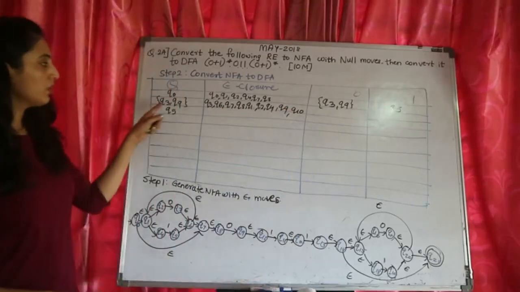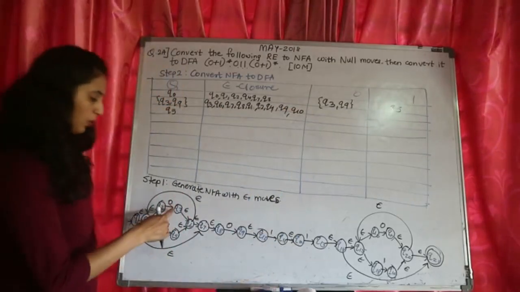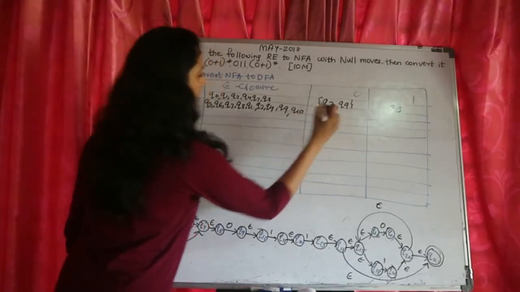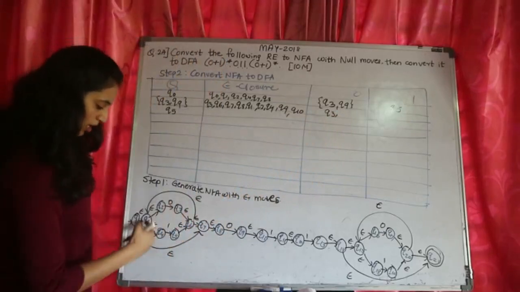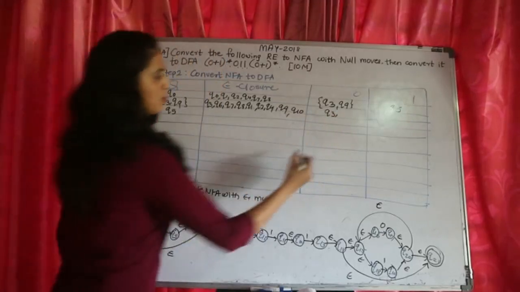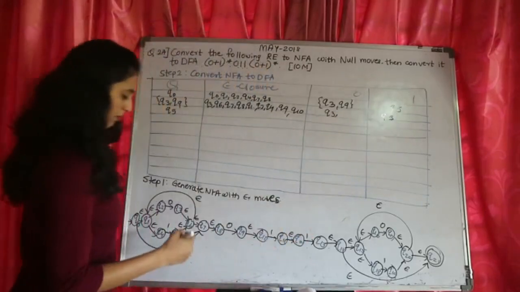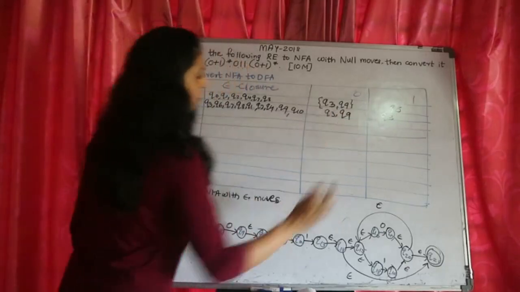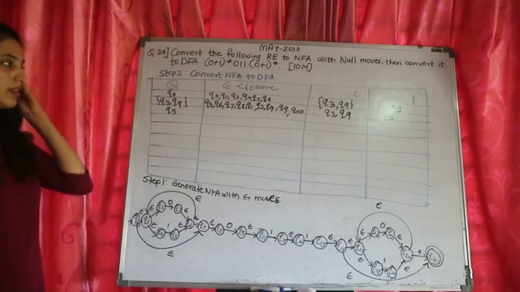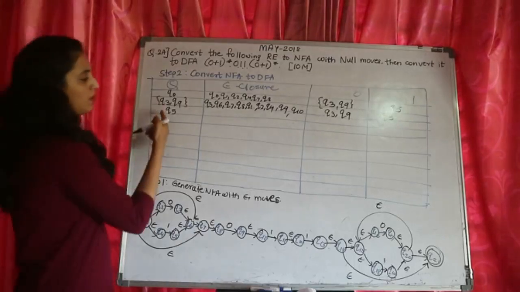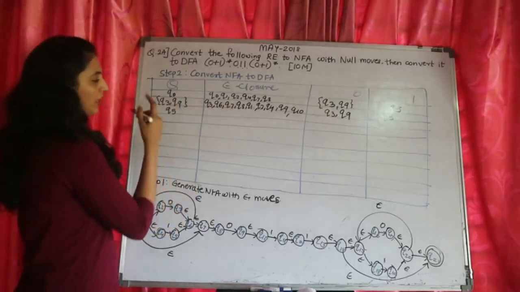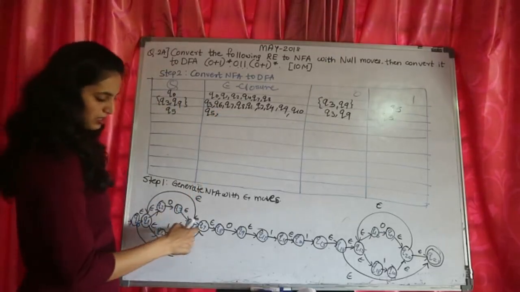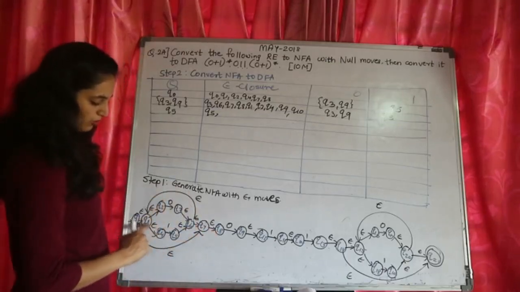So done. Now Q3 and Q9 on 0. So Q3 on 0, the first way it goes to Q3 itself. Q3 by the second way on 1 goes to Q5. By the third way Q3 goes on 0 to Q9. So it has got the same values. So I'll not copy this because I have already written them over here. Now I'll find out for the next, that is Q5. So Q5 epsilon closure is Q5, Q6, Q7, Q8, Q1, Q2 and Q4.